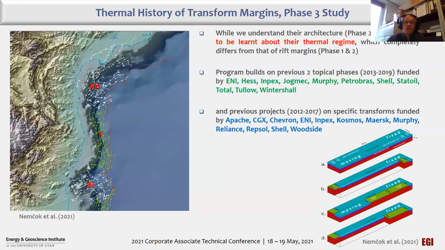There is still a lot to be learned about the thermal regime. And yet we devoted the first two phases also to thermal regime. And those two phases were funded by companies listed here. And we also tried to capitalize on the knowledge gained from one-to-one studies, and they were funded by this group here.